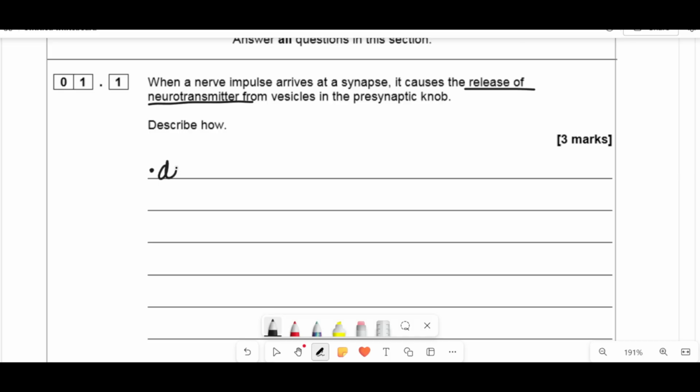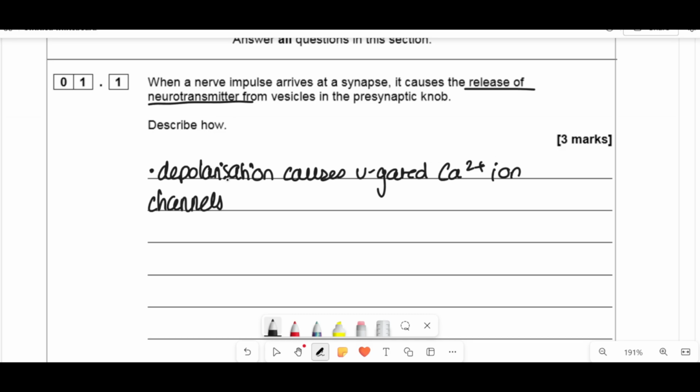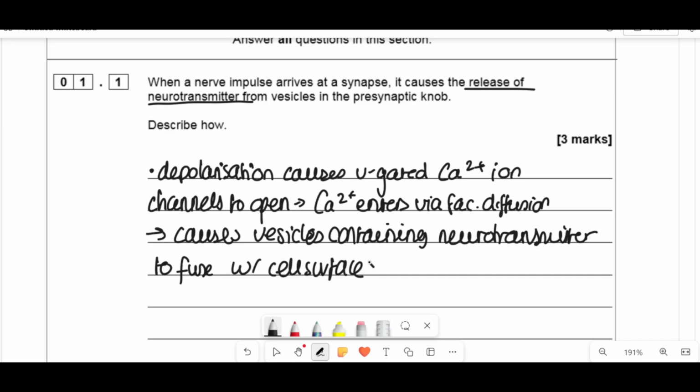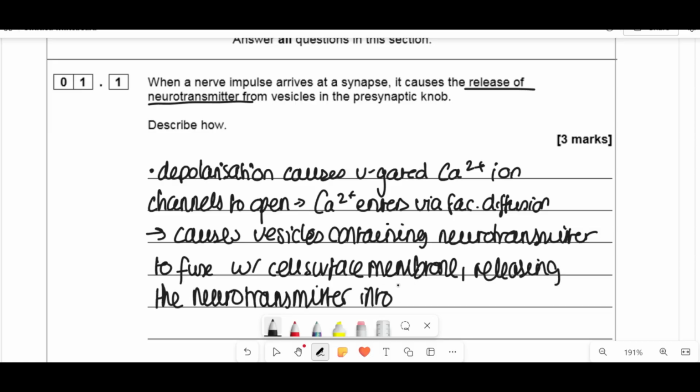So what happens is that depolarization, because the question wants it step by step, from impulse to there. So depolarization causes voltage-gated Ca2 plus ion channels to open. You can't just say calcium, you have to say calcium ions, or you can just say Ca2 plus channels. So then Ca2 plus enters via facilitated diffusion, right? And then it causes vesicles containing the neurotransmitter to fuse with the cell surface membrane. What this does is release the neurotransmitter into the synaptic cleft.